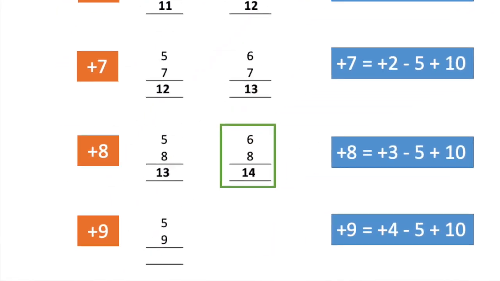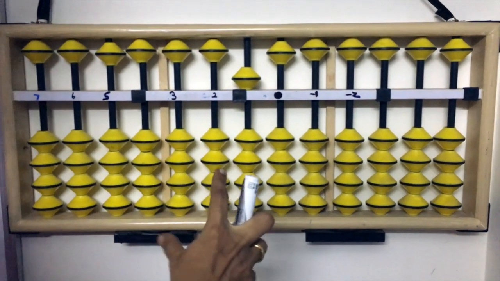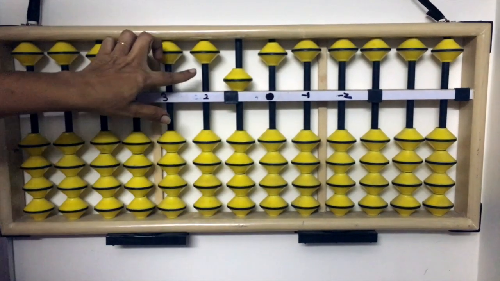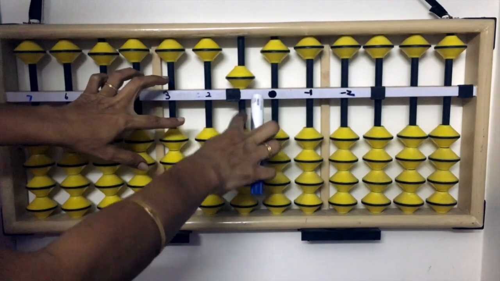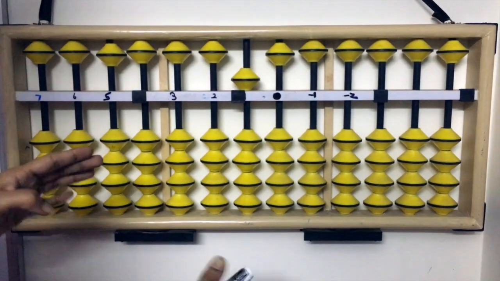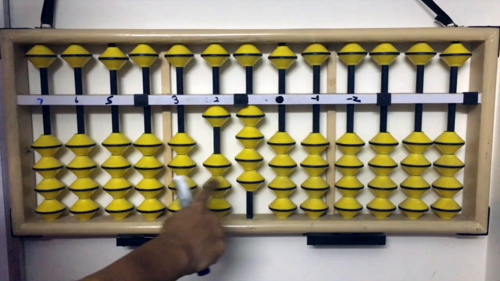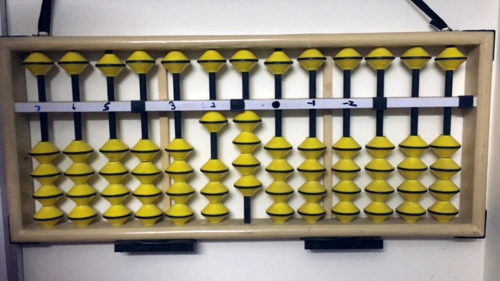We are going to do 5 plus 9, 5. To add 9, we should do -1 plus 10. We can't do -1 directly. So we are applying both small friend and big friend formula. Plus 4 minus 5 plus 10. This is the way to add 9 using the combination method.